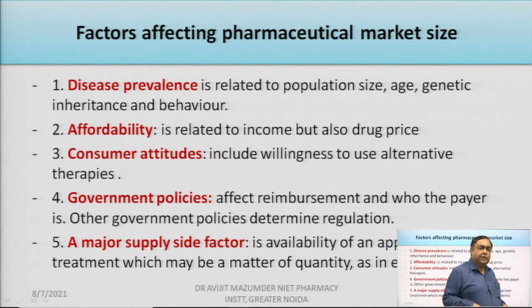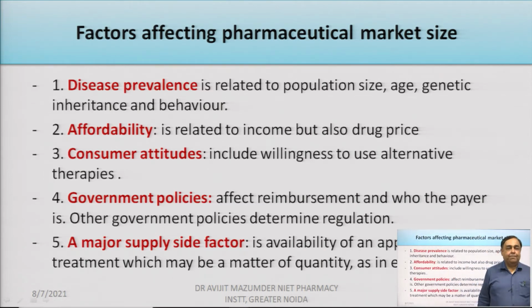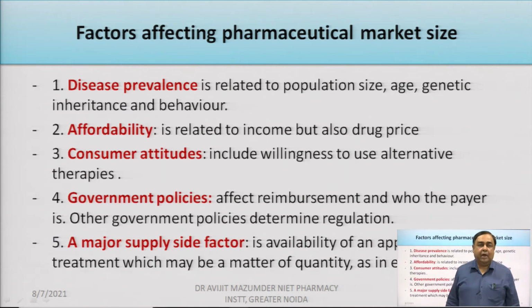Now, what are the factors which affect the pharmaceutical market size? Because most of you will be working in the pharmaceutical sector. The factors which affect it are the prevalence of the disease, which is again related to the population size, the age, the genetic inheritance, and the behavior. Another category is the affordability, which is indirectly related to the income, but definitely it is related to the price of the drug.